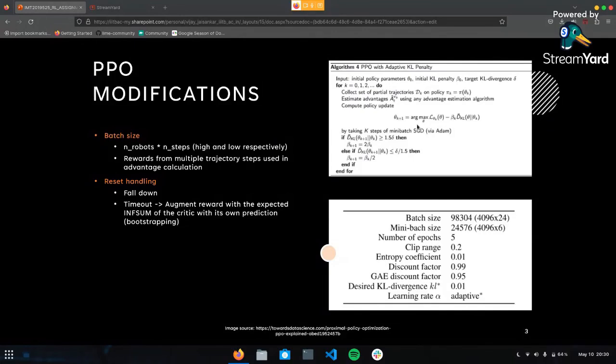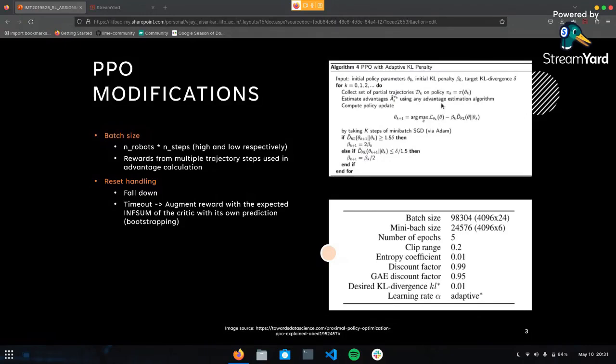There are some hyperparameters which are very important. As you can see, they have been detailed here. Two of them are batch size, which involves the number of robots and the number of steps. Here, batch size is taken as the product, so we can see there will be a trade-off. If you want to keep the batch size optimal, then if you increase the number of robots, you have to decrease the number of steps. However, the rewards for multiple trajectory steps are used in this advantage calculation, which is here.